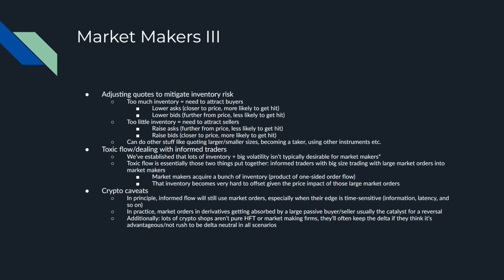They can adjust their quotes. So if they have too much inventory, they can lower. They need to attract buyers to get rid of it, right? So they need to lower their asks to move them close to price, more likely to get hit. Lower their bids, make them less attractive, less likely to get hit. The opposite is true, of course, if they have too little inventory and they want more of it, they need to attract sellers. How do you do that? You raise your asking price to get it further away from the price, less likely to get hit, or you raise your bids to increase the likelihood that they get filled.